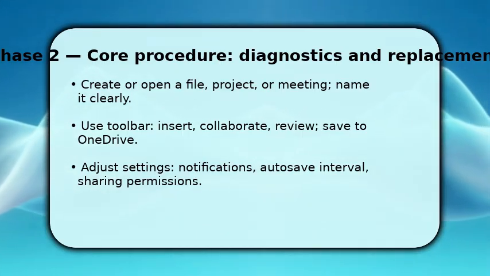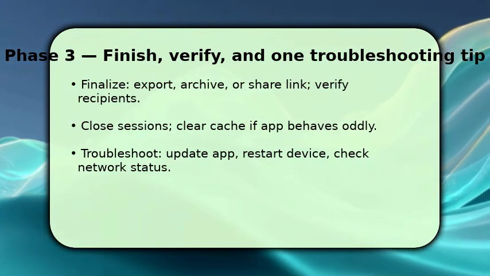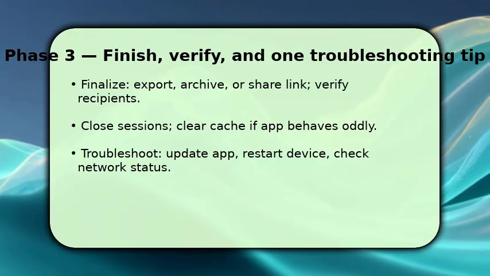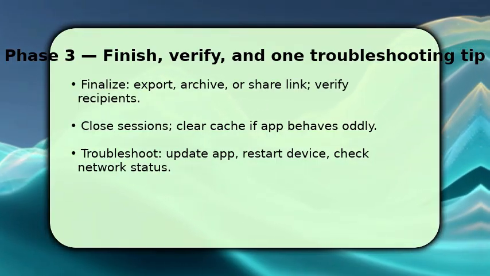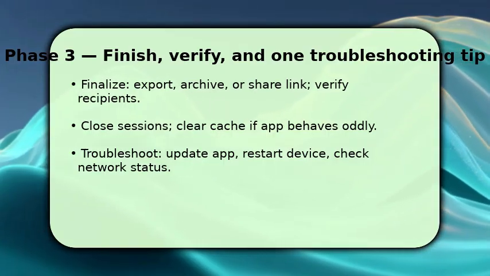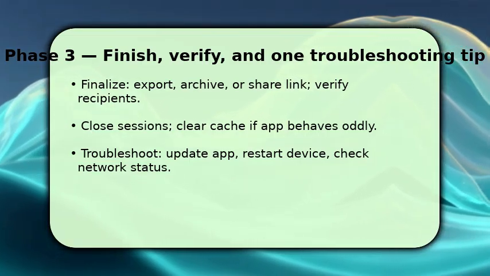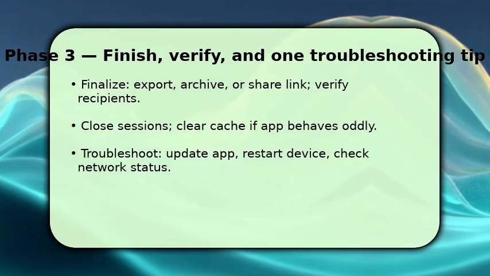keeps the process efficient. And you finish by exporting, archiving, or sharing a link to your work and verify recipients immediately so nothing leaks. Once done, close active sessions and clear cache if you notice slowdowns, because that resolves many glitches. If problems persist, update the app first, then restart your device, and finally check network status.